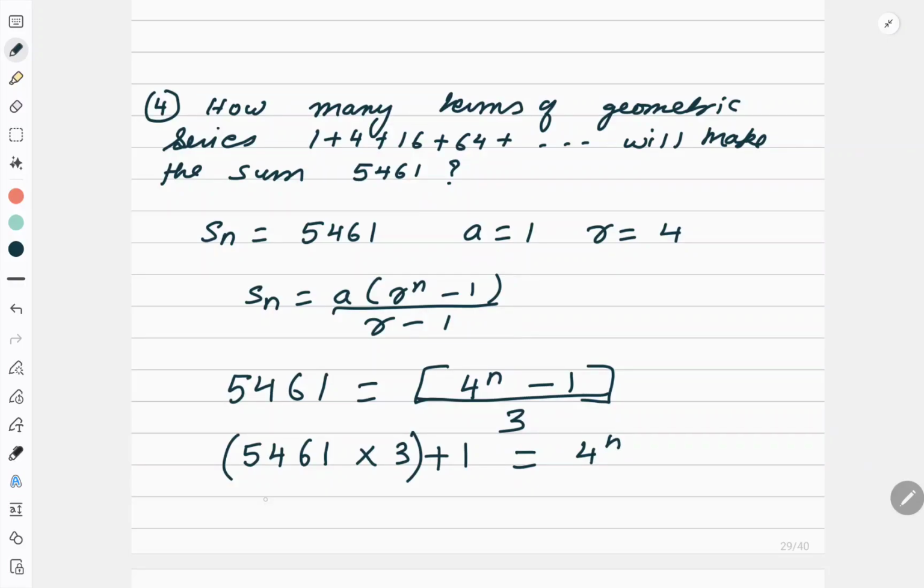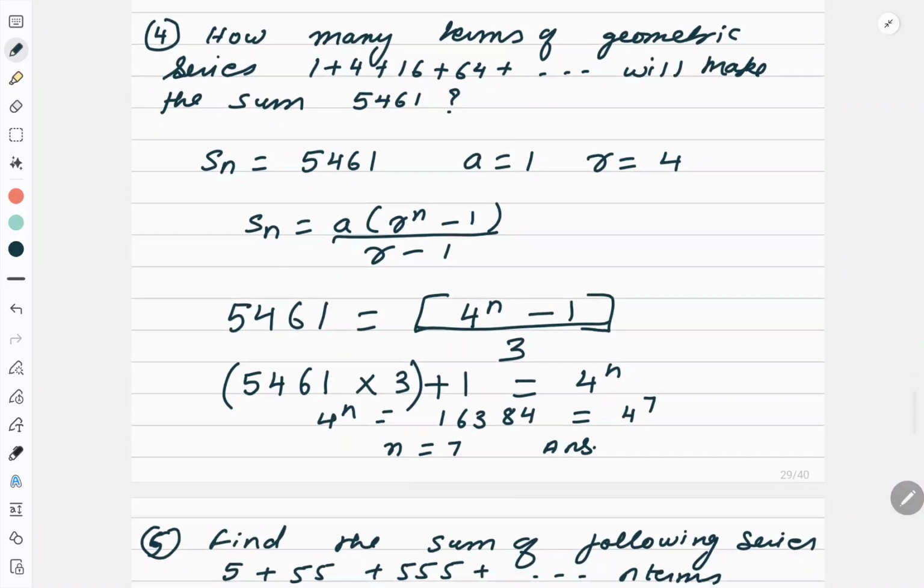Okay. So 4 to the power n is equal to, if you solve this, you will get 16384, which is nothing but 4 to the power 7. By simple factorization you can get this. So n is equal to 7, which is my answer. Easy? So this is how you can find out how many terms are there.